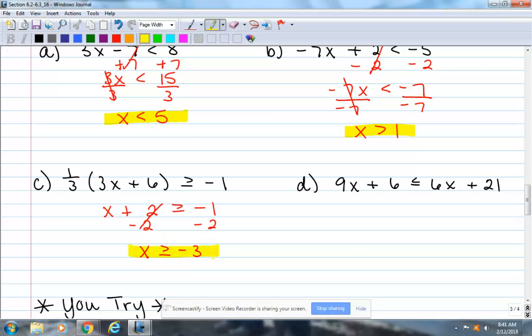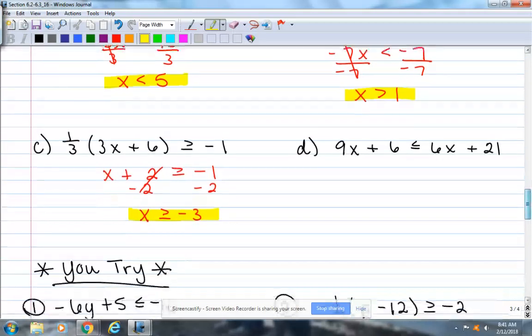Okay, so on problem D, we have a variable on both sides of the inequality. So remember I told you when that happened, let's get our variables together first before we get stuff away from the variables. So how do you think we could get our variables together? Yeah, and on inequalities, it saves you a step if you go ahead and pull everything to the left. No matter what, if you pull everything to the left, it'll save you because remember we have to flip at the end if our variable's on the wrong side. So what's 9x minus 6x? So 3x plus 6 is less than or equal to 21.